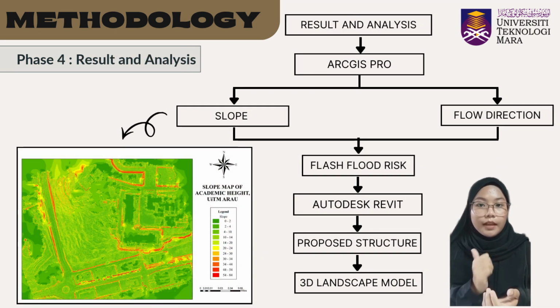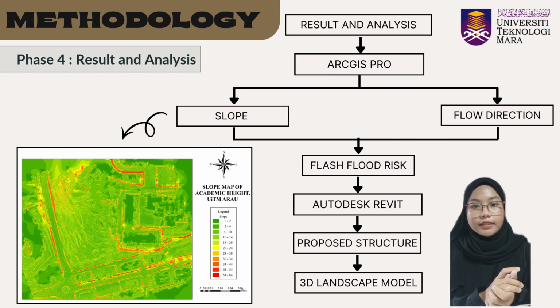To get the result of the slope and flow direction, I will process it using ArcGIS Pro. The slope map shows the color shades starting from dark green, which is 0 degrees to 2 degrees, to red, which is 44 degrees to 84 degrees.